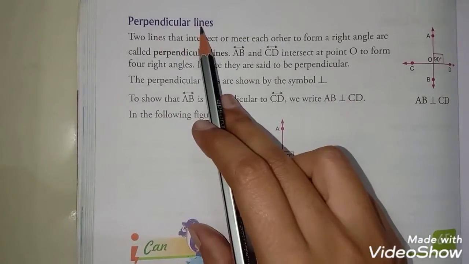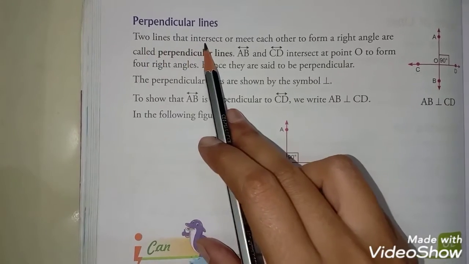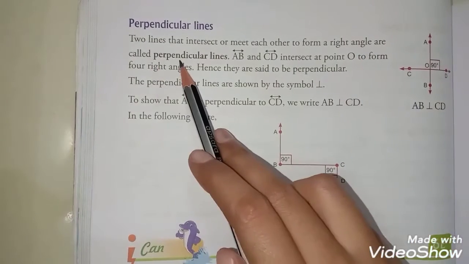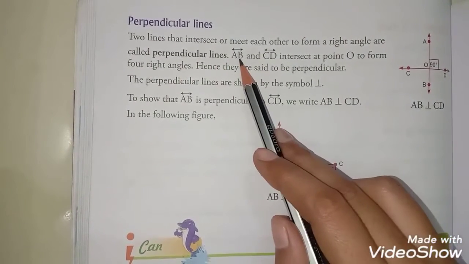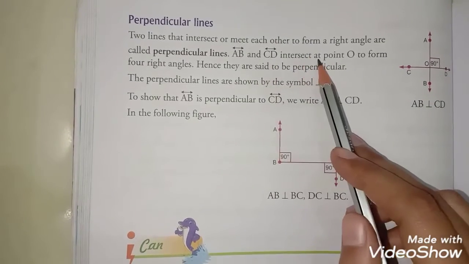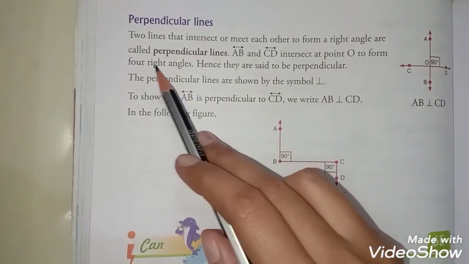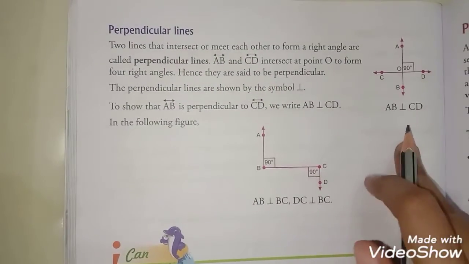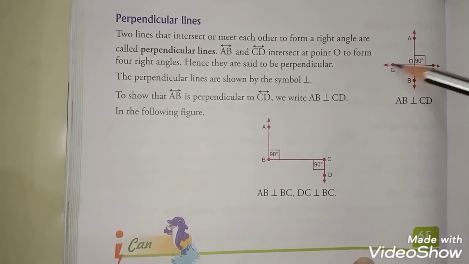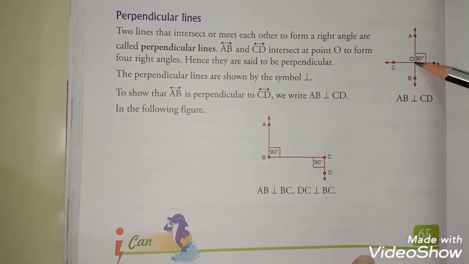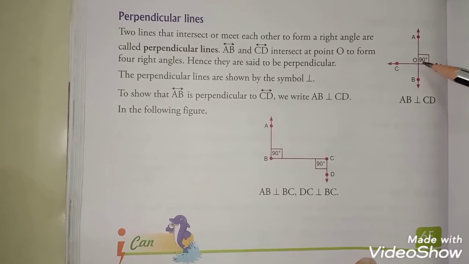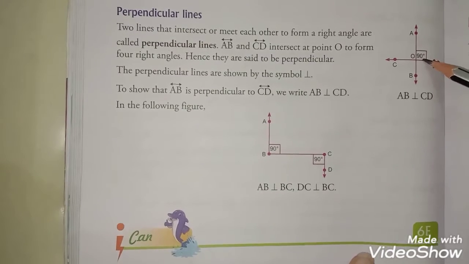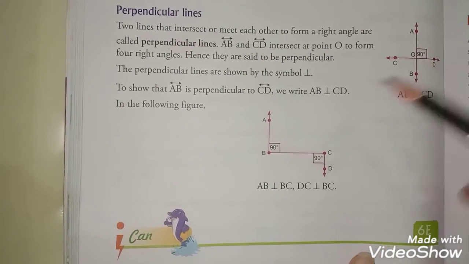Fourth one is perpendicular lines. Two lines that intersect or meet each other to form a right angle are called perpendicular lines. Line AB and line CD intersect at point O to form four right angles. Hence they are said to be perpendicular. See this picture, here are two lines AB and CD, and at point O they intersect each other. So this angle forms, that is of 90 degrees. So these are perpendicular lines.